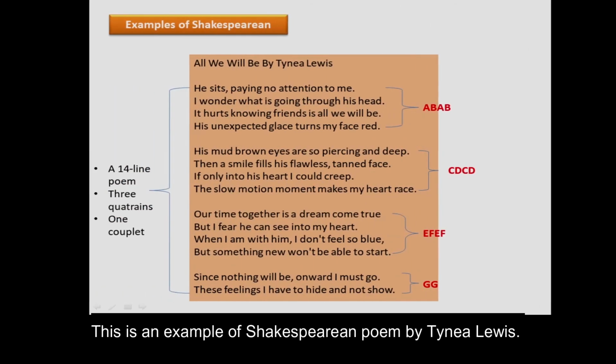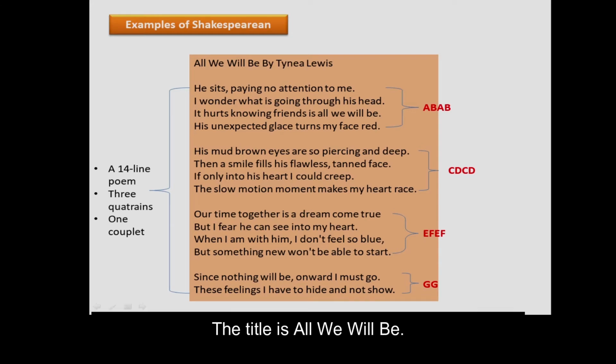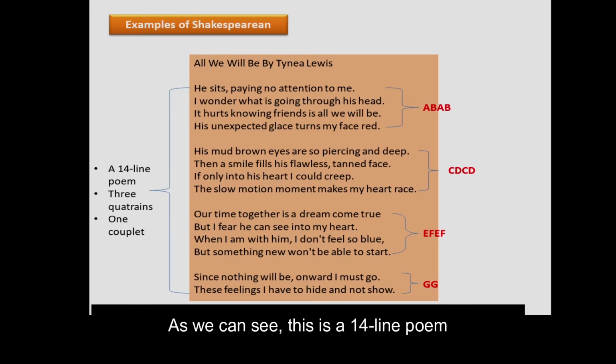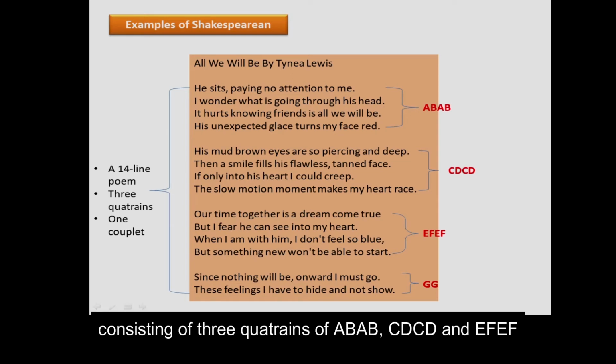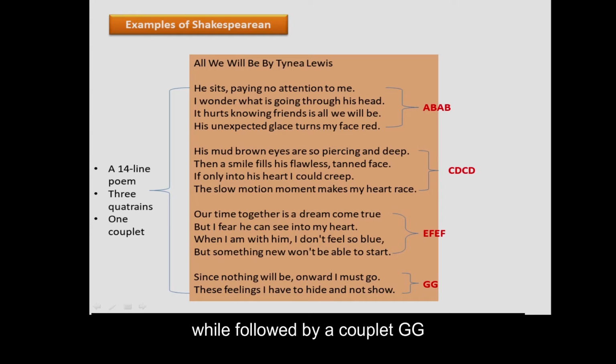This is an example of Shakespearean poem by Tinia Lewis, and the title is "All We Will Be." As you can see, this is a 14-line poem consisting of 3 quatrains of ABAB, CDCD, and EFEF, followed by a couplet, GG.